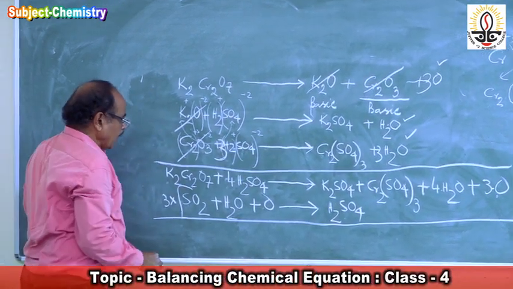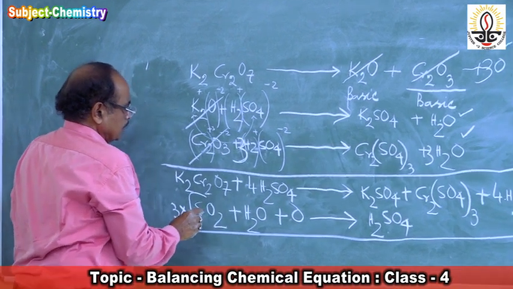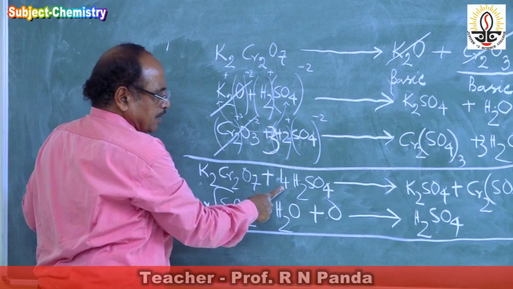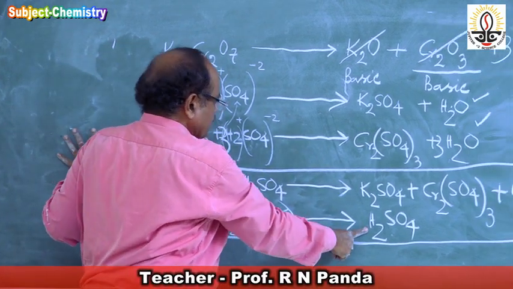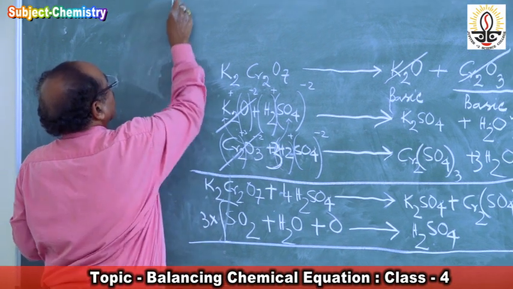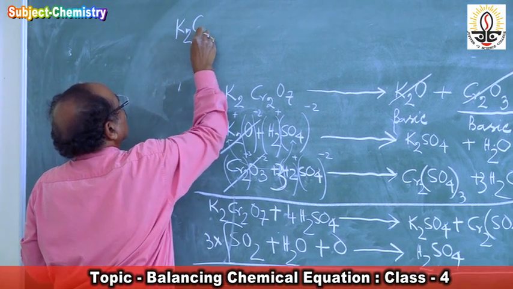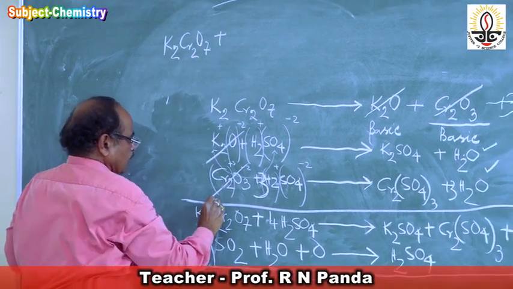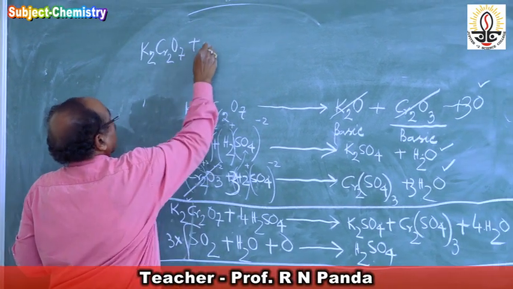So then what will happen now? I have 4 sulfuric acid on the right side, and I'll get 3 sulfuric acid on the left side. So let me add this. If I add, what I get is potassium dichromate, K2Cr2O7, plus this gone, then 3 sulfur dioxide.